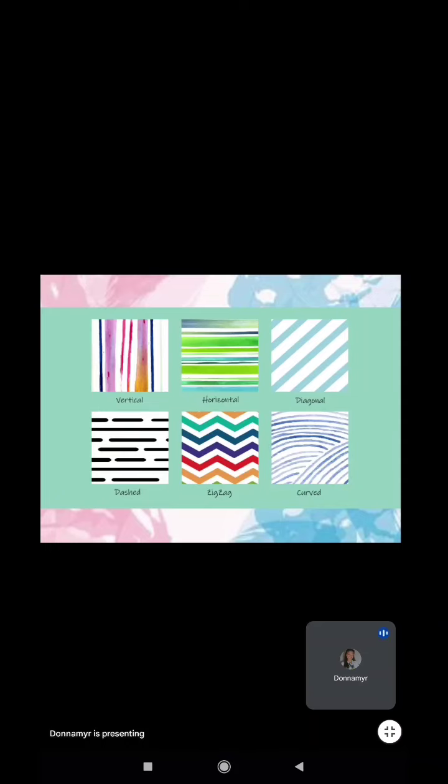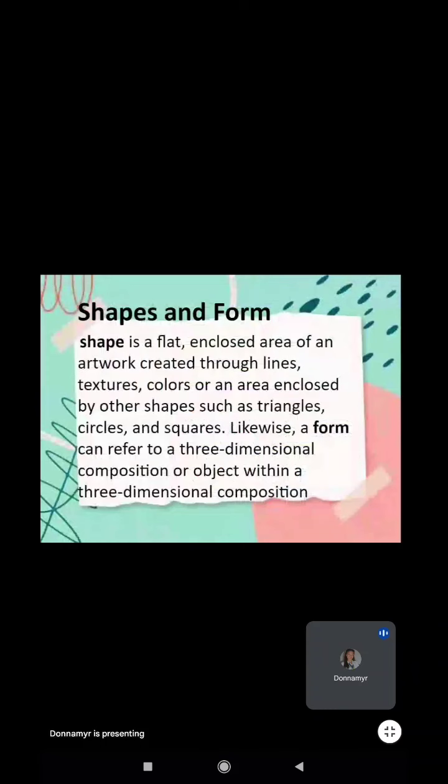Next is shapes and form. What is shapes and form? Shape is a flat, enclosed area of an artwork created through lines, textures, colors, or an area enclosed by other shapes, such as triangles, circles, and squares. Likewise, a form can refer to a three-dimensional composition or object within a three-dimensional composition.